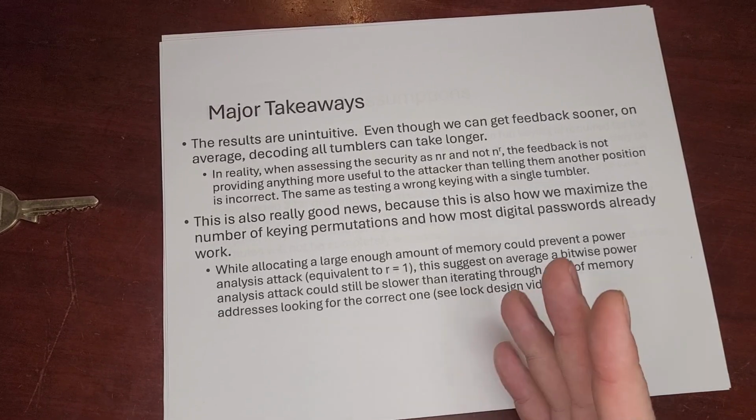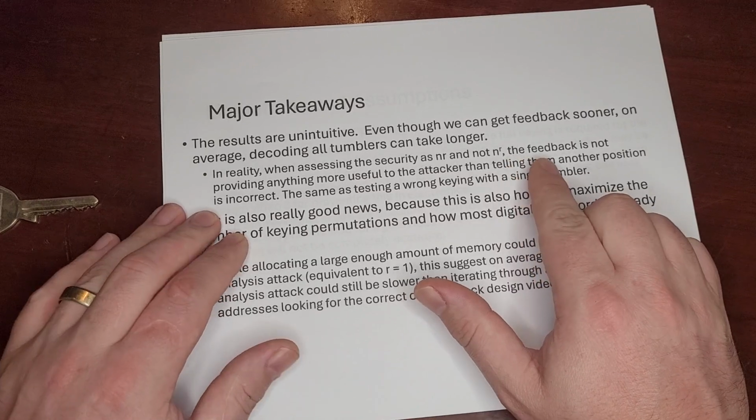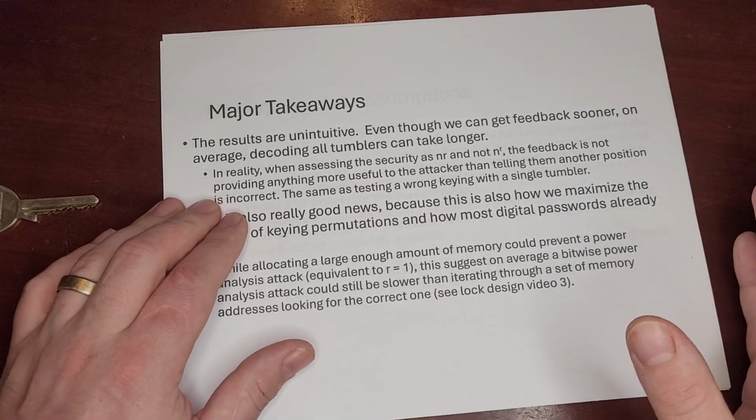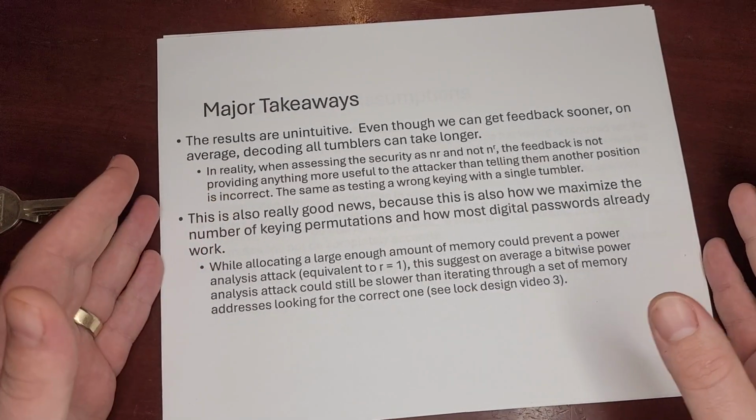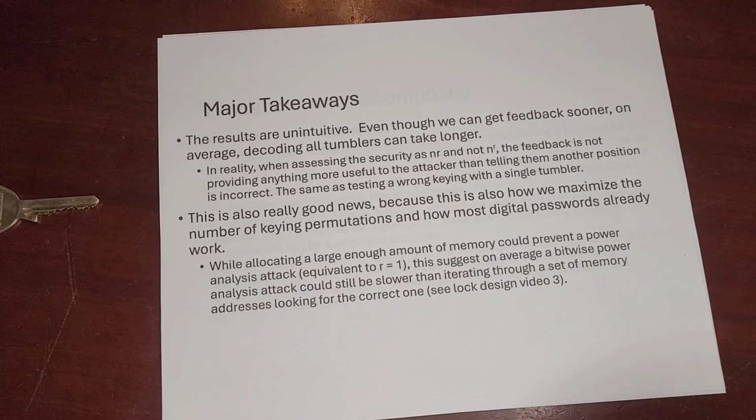So in reality, when assessing the security as nr and not n raised to the rth power, the feedback is not providing anything more useful to the attacker than telling them another position is incorrect. The same as testing the wrong key with a single tumbler.